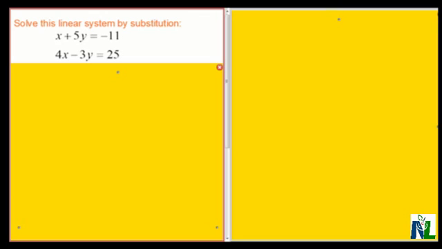I'm going to solve this linear system by substitution. x plus 5y equals negative 11. I'll call that equation 1. 4x minus 3y equals 25. I'll call that equation 2.